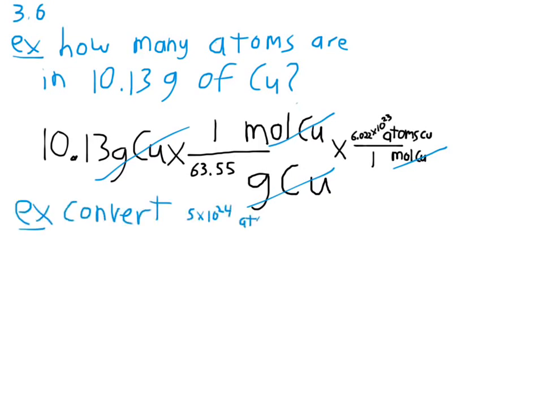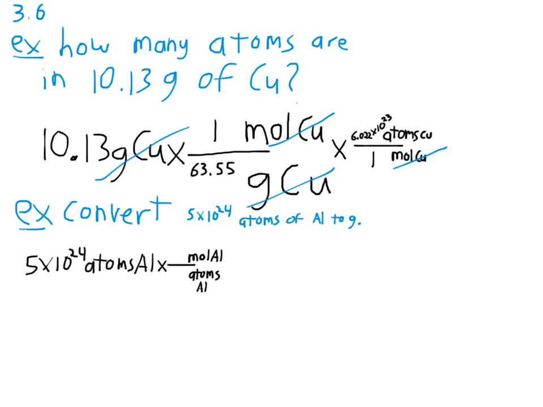Convert 5 times 10 to the 24th atoms of aluminum to grams. So what number are we going to start with? Number given to us in the problem. So 5 times 10 to the 24th atoms of aluminum. Now we're going to multiply by a fraction. What unit goes on the bottom to cancel out? Well, whatever unit we have, which is atoms of aluminum. And what are we going to convert to? Moles, because in these problems we're always starting with or going to moles.